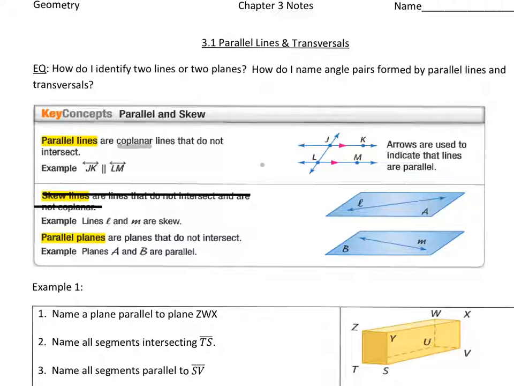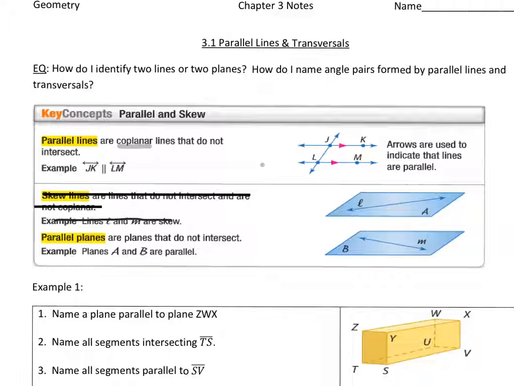So if you take a close look right here, you can see these arrows to indicate that these lines are parallel. We are not going to talk about skew lines. So if that is not crossed off on your notes, go ahead and cross that off. For today, we may get to it later, but I'm not sure. So for now, just cross that out. And also, let's cross off the example that lines L and M are skew.